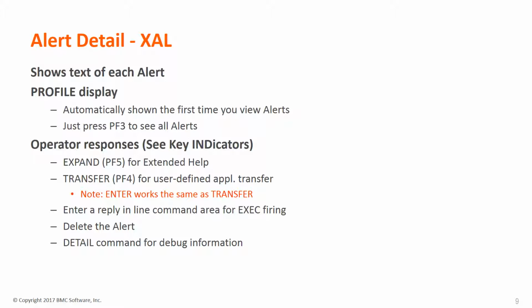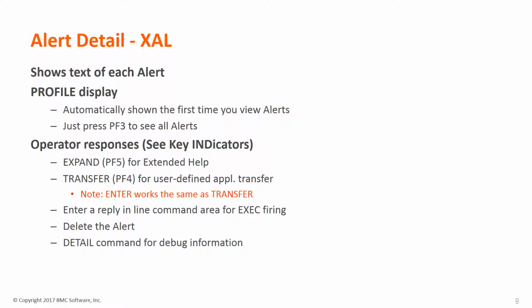The XAL view shows the text of each alert in additional detail. When you first go to the XAL view, you'll be prompted to complete your profile. For the XAL view, it's of limited value, so just go ahead and PF3 and you'll see all of the alerts displayed. There are several different actions you can take from the XAL view.